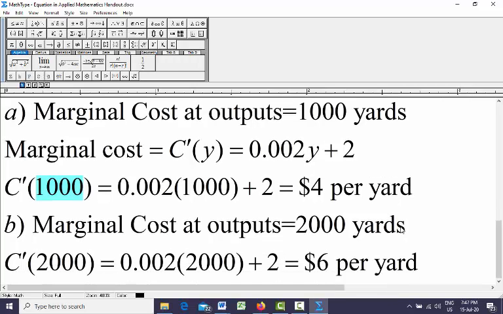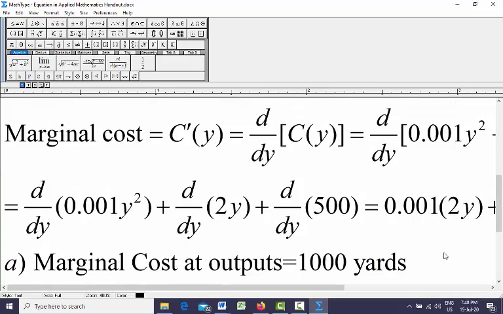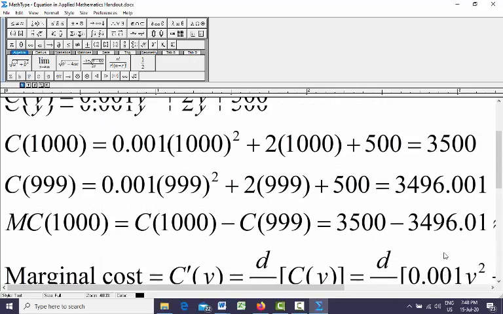Similarly, if you put the value of y as 2000, you will get the marginal cost of producing the 2000th unit, that is $6 per yard. So that means if you do differentiation of the total cost function, you will get the marginal cost function. So you can use differential calculus to find out the marginal cost, right?